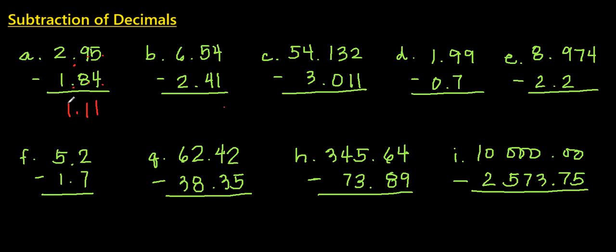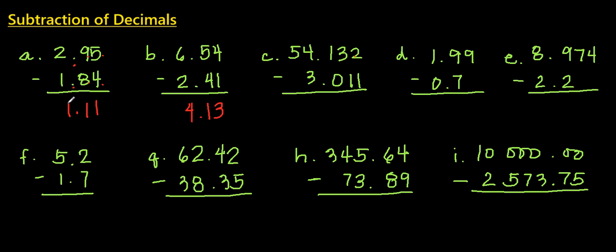Then proceed with example B. 4 minus 1 is 3. 5 minus 4 is 1. Copy the decimal point. 6 minus 2 is 4. So the final answer is 4.13.